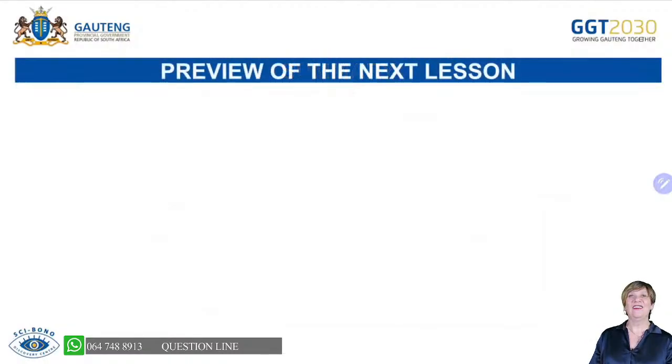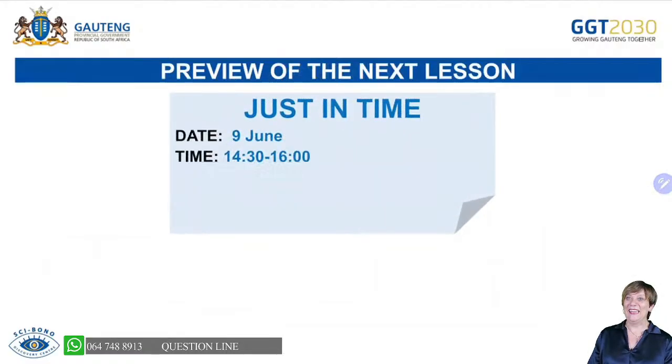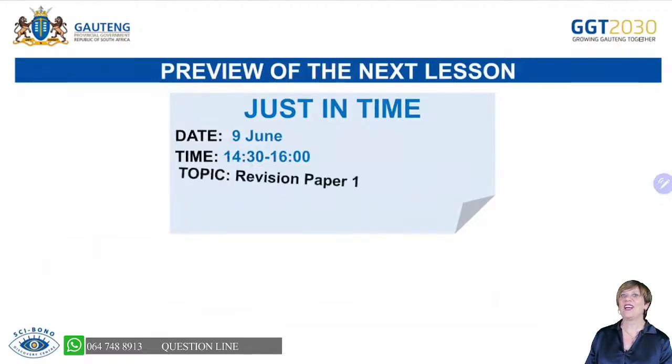Right. So next week's lesson, let me quickly tell you about that. The next English lesson will take place on the 9th of June. This is when I will be back and I will be able to see you again from 2:30 to 4 o'clock. We will be revising paper 1. This is really important. Why? Because you will be writing paper 1, the provincial paper, the next day. So I do suggest you log in, make sure I can see you at 2:30 on the 9th of June, and we'll be going through a revision of paper 1 to get you ready for the next day's paper.